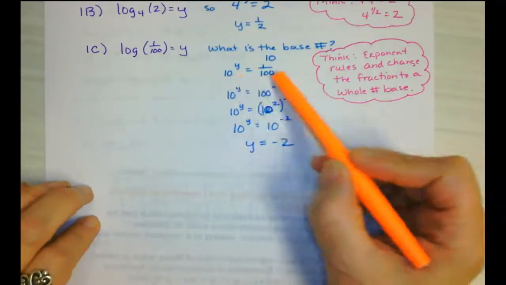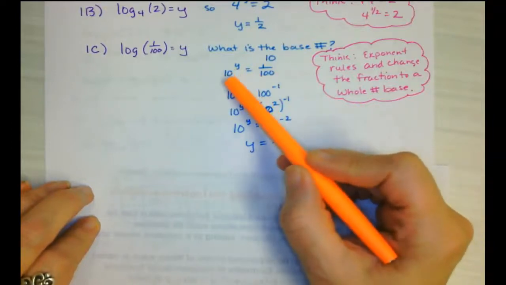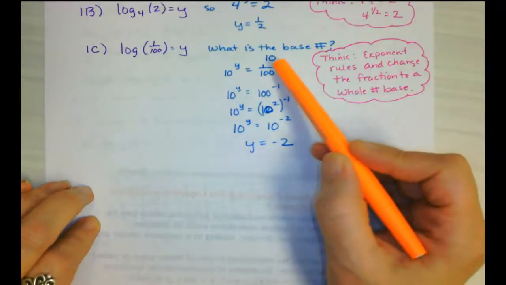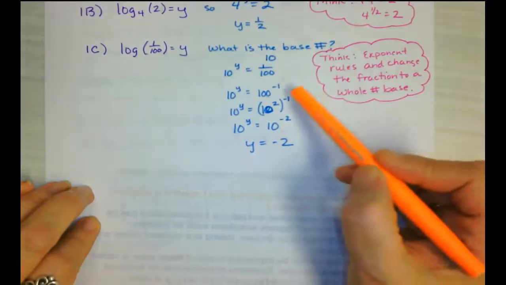And then I need to make these the same thing. This is a whole number base. This is a fraction. So I need to either change this to 1 over 10 to the y, so I can finish this out, or change 1 over 100 to a whole number with a negative base. And that's how I prefer to proceed.